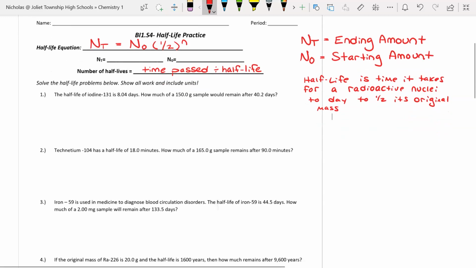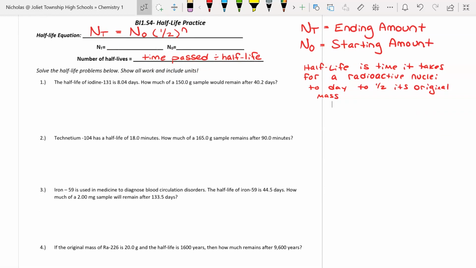All right, so let's take a look at a couple problems. Now there are a few different ways that we can solve these. We can make a table, or we can use the half-life equation. I'm going to approach a couple of these problems both ways so that you have experience doing both. So for our first question here, it says the half-life of iodine 131 is 8.04 days. How much of a 150 gram sample would remain after 40.2 days? So for this first one, let's just do a table.